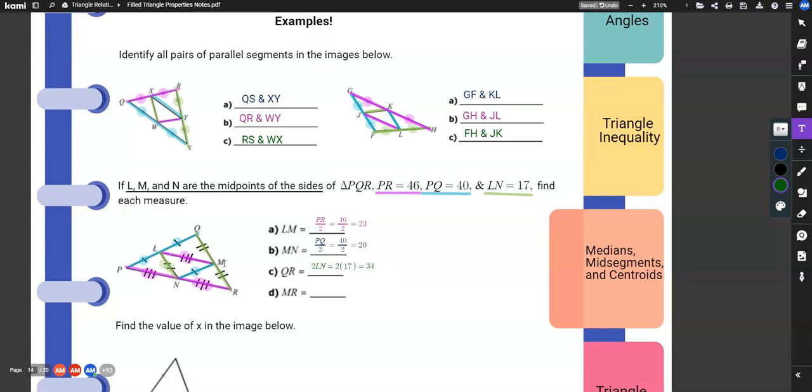And finally, we see that MR is half of the base. It is congruent to LN. So I'm going to say that MR is equal to LN. So therefore, it is going to be equal to 17.